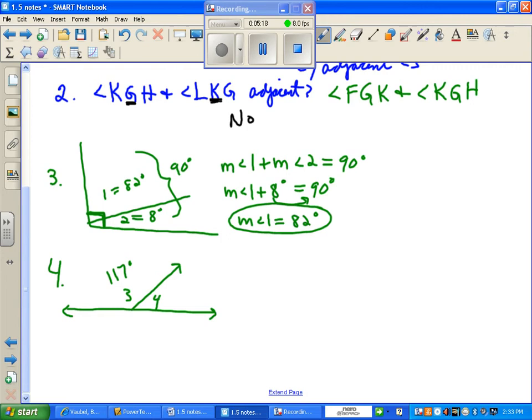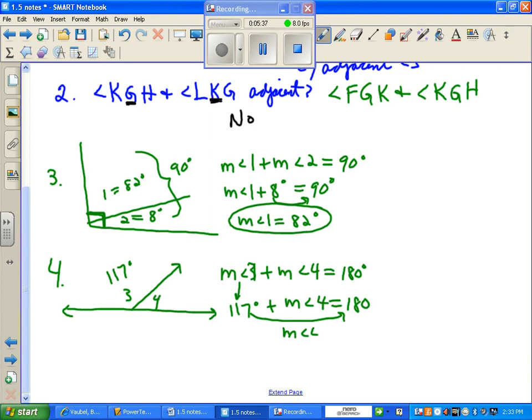What's angle 4? The measure of angle 3 plus the measure of angle 4 equals 180 because of the definition of supplementary angles. I replace angle 3 with 117 degrees, plus the measure of angle 4 equaling 180. When I subtract 117, the measure of angle 4 is going to equal 63 degrees. Alright, then we go on to number 5.